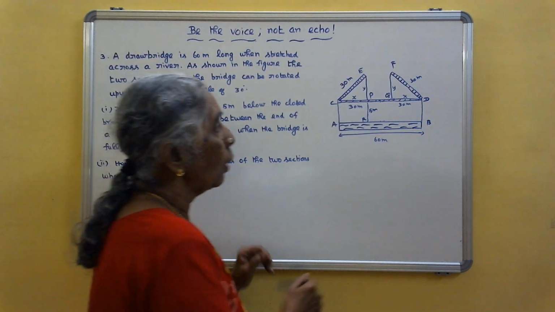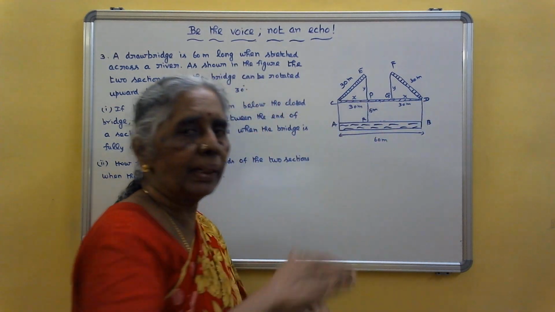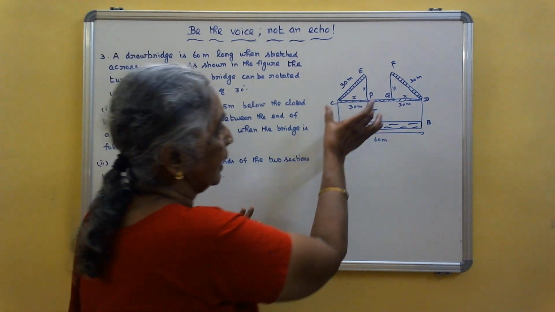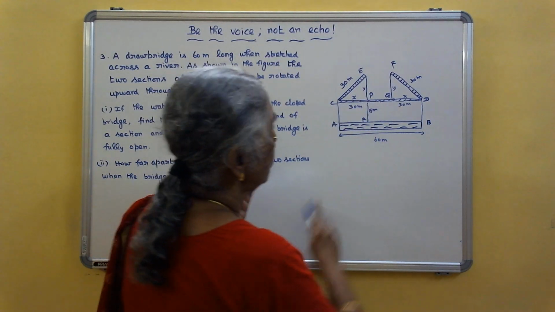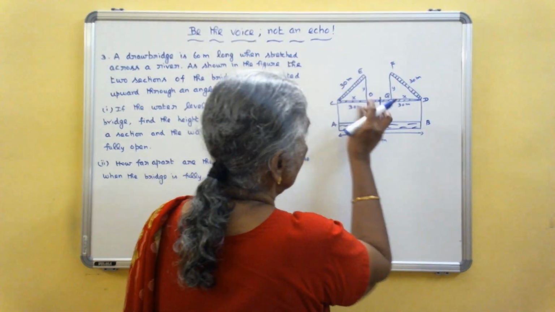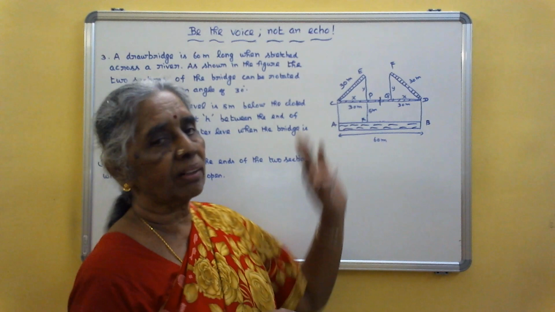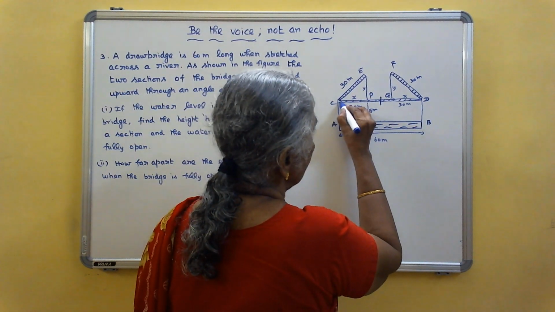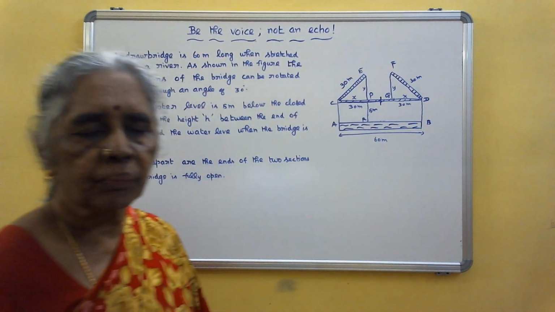Okay. Now, this CD is when the bridge is fully closed. There are actually two sections. This section as well as this section is divided into two sections. So this is 30 meter. That is 30 meter. That is what I have written as 30 meter half part. Up to this is 30 and this is 30.